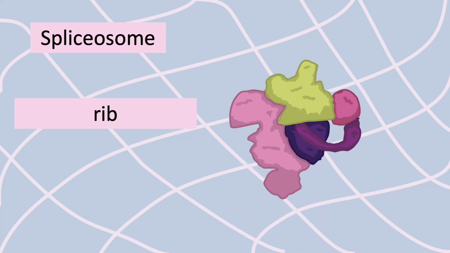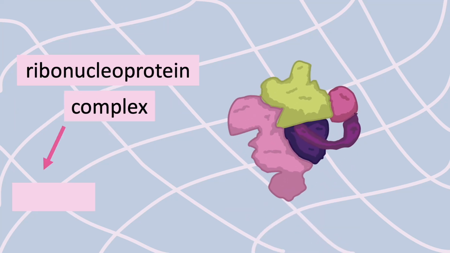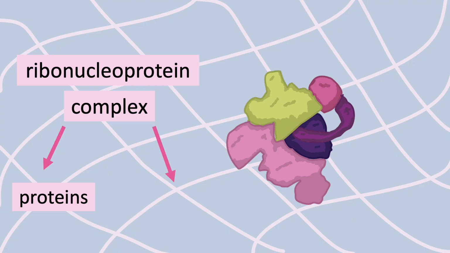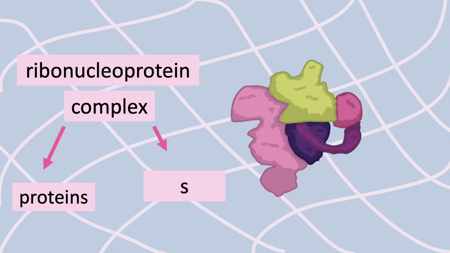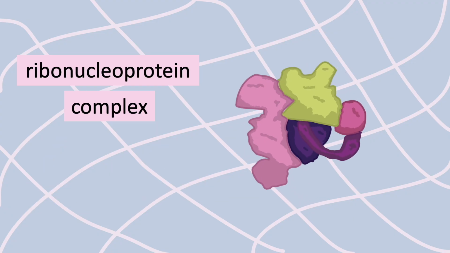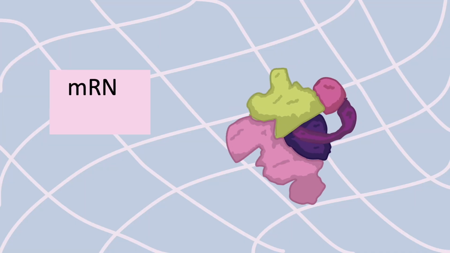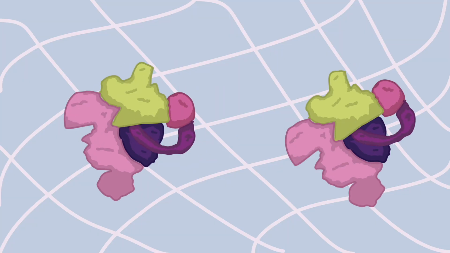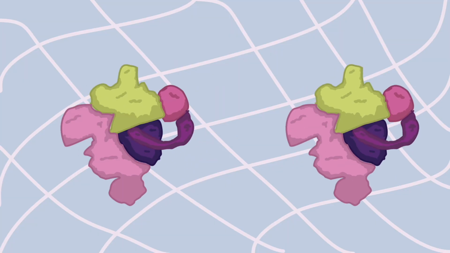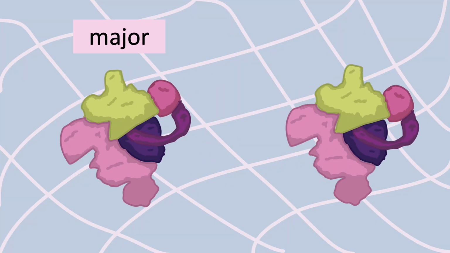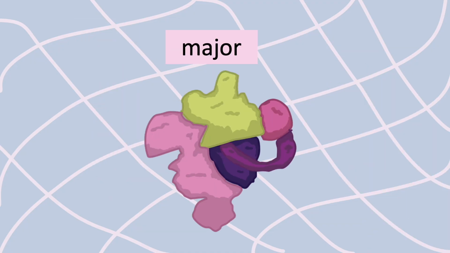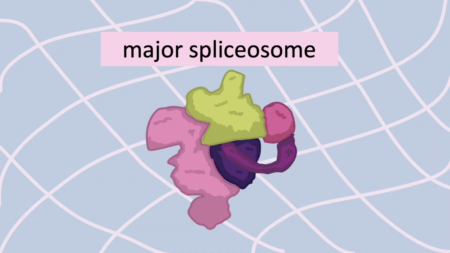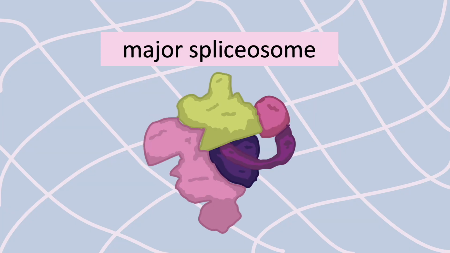A spliceosome is a ribonucleoprotein complex comprised of multiple proteins and 5 small nuclear RNAs, abbreviated as snRNA, that together regulate the process of mRNA splicing, also known as intron removal. There are 2 main types of spliceosomes that splice introns out of mRNA. These are called the major and the minor spliceosomes. The major spliceosome handles the majority of the splicing in RNA.